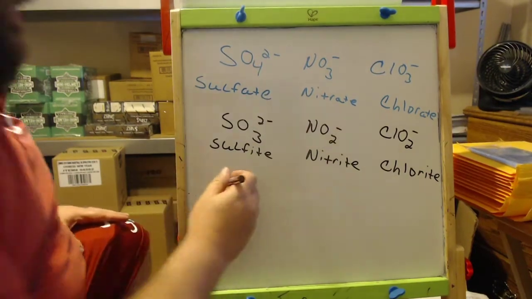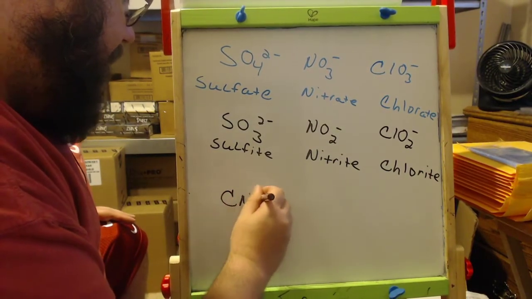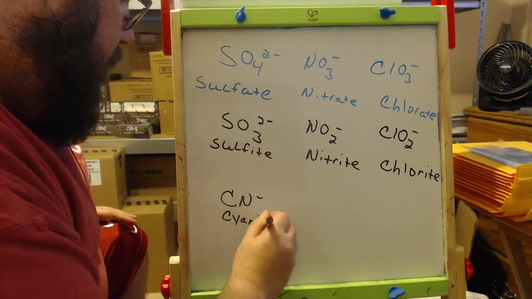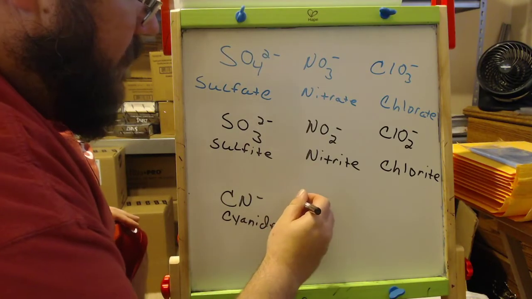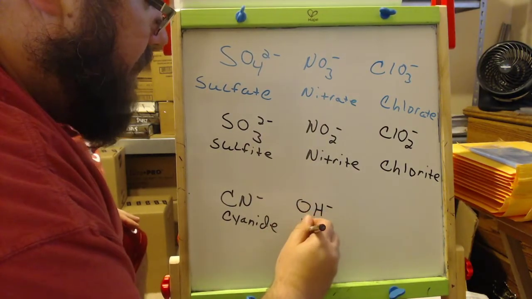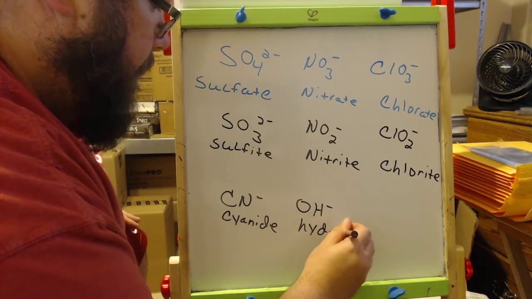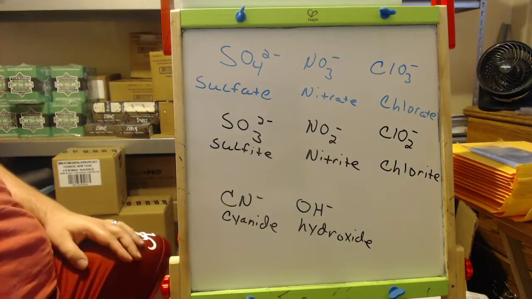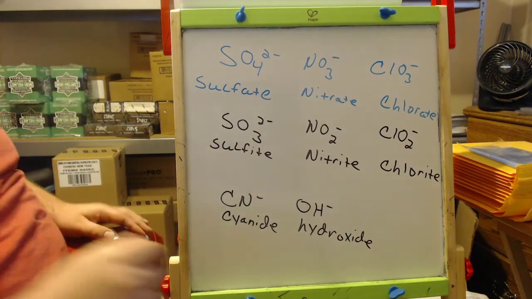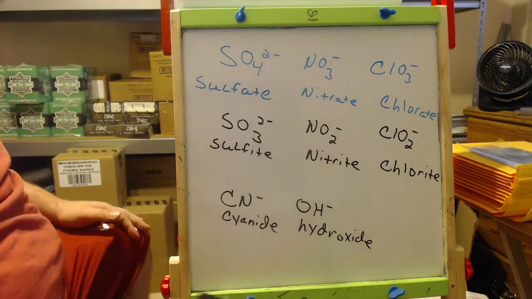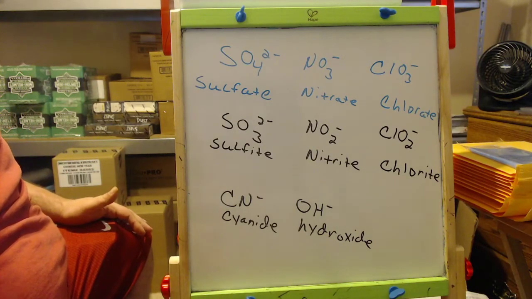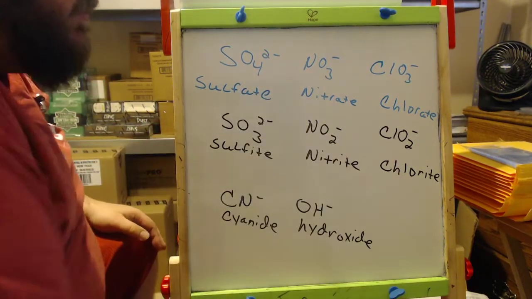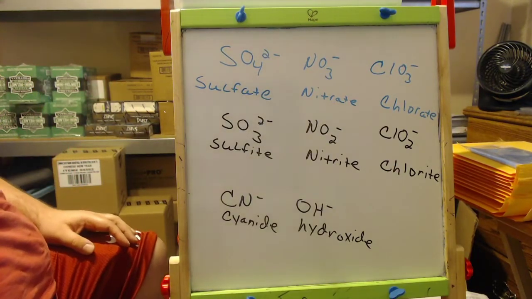Yeah, they give you cyanide. That doesn't have any oxygen in it, so it's not going to have an ate or anything, so that's cyanide. And they also give you OH minus, which is known as hydroxide. Okay. But the rest really follow this rule. So PO4 3 minus is phosphate. Okay, so that means PO3 3 minus, if it exists, would be phosphite.